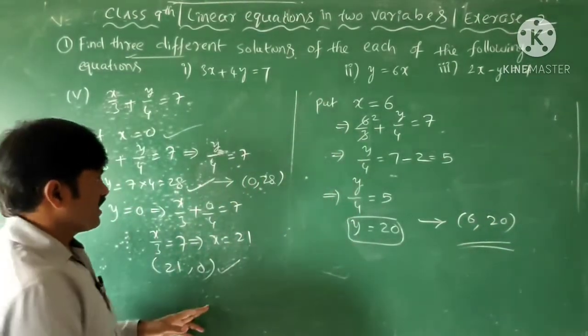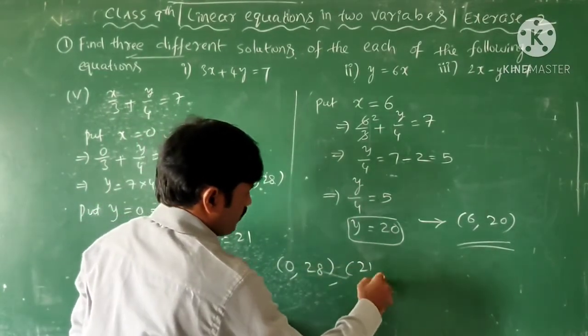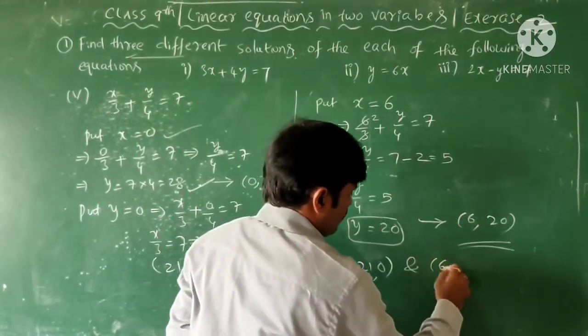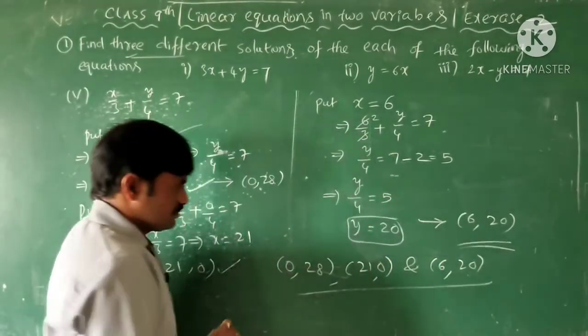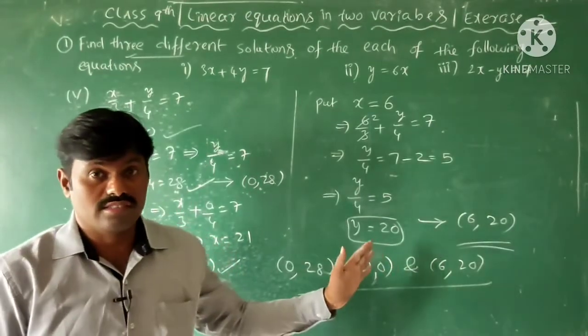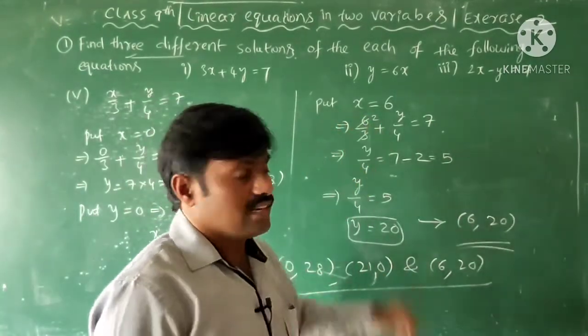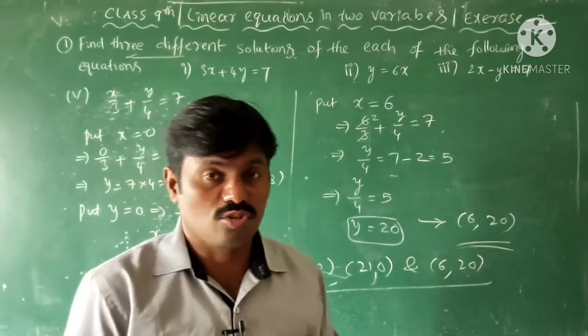Now how many solutions did we get here? Three different solutions. What are those? (0, 28), (21, 0) and (6, 20). Sir, we have always taken positive values. We can take negative values also for x. Sorry, we can consider the values of x as integers also, no problem.